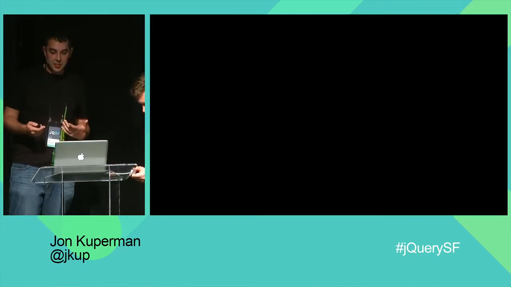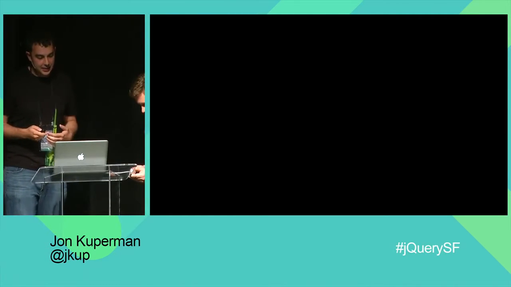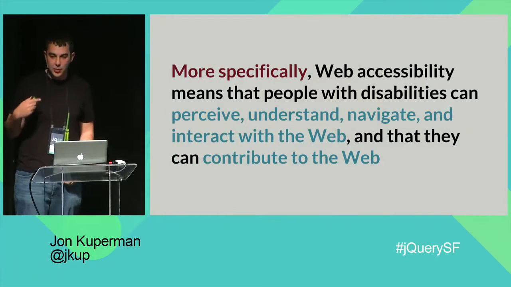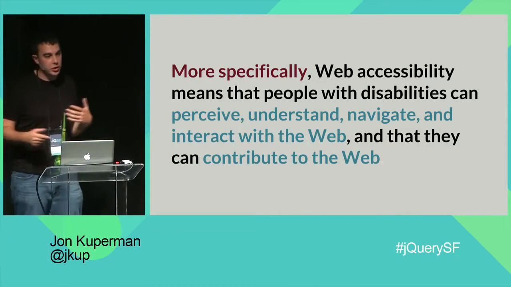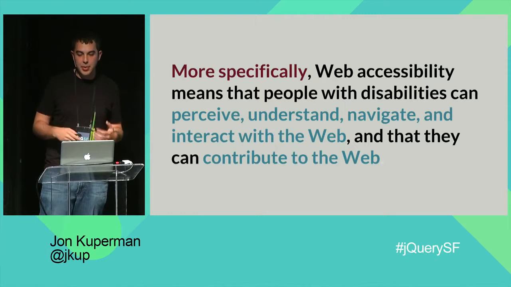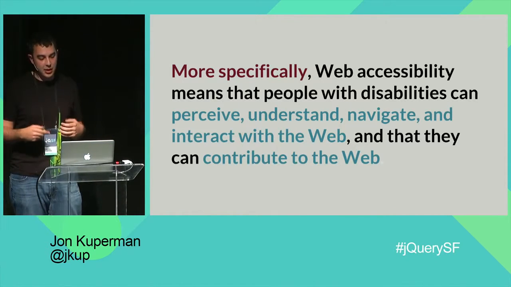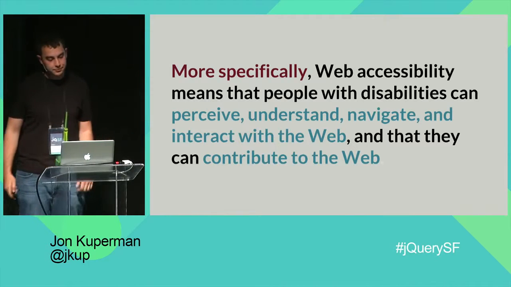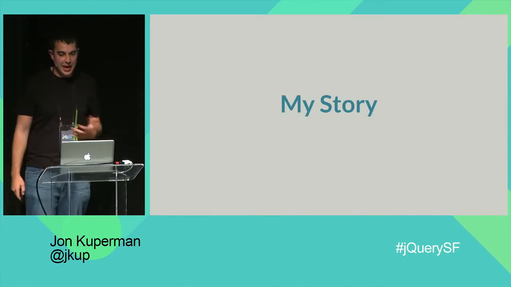And so they have an addendum that I actually really like, which is that more specifically, web accessibility means that people with disabilities can perceive, understand, navigate, and interact with the web, and that they can contribute to the web. And that last part's kind of my favorite. I like the idea of building websites that aren't just passable or usable for people with disabilities, but are so good and enjoyable that people can not only interact with them, but contribute to them, because that's really what the web's all about.